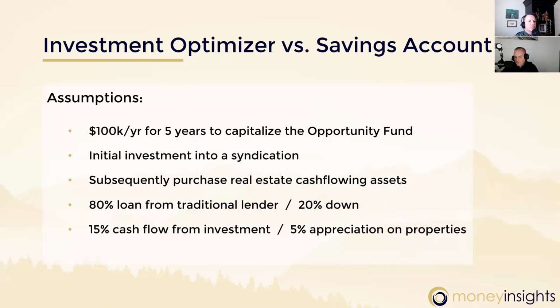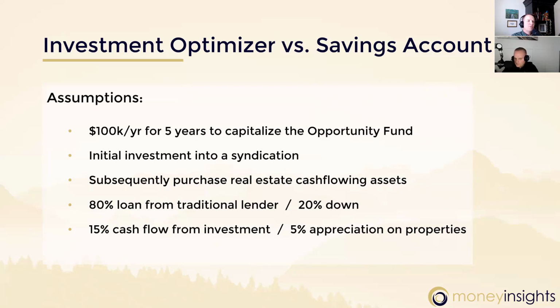When we go buy those properties, we're going to put 20% down and get an 80% loan through a traditional lender. Again, leverage, right? And then as we invest, we're assuming a 15% cash flow from those properties, and we're going to assume a 5% appreciation.